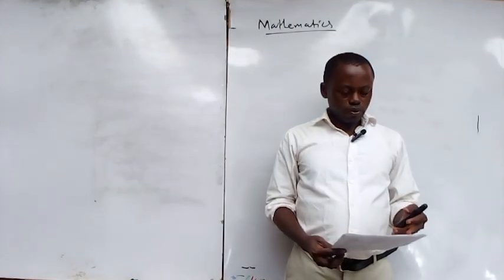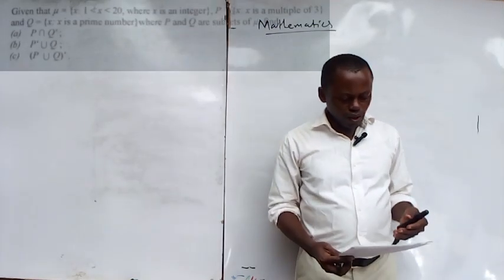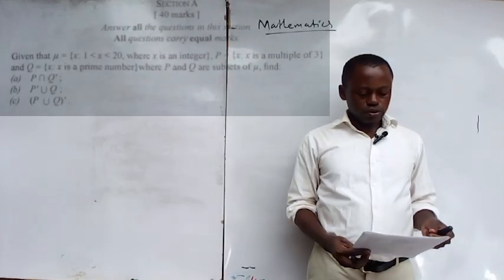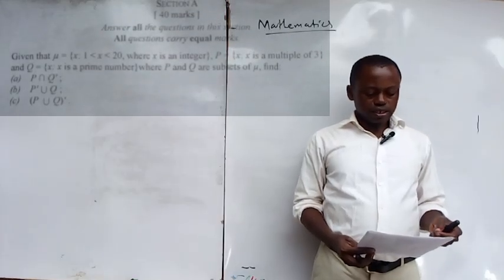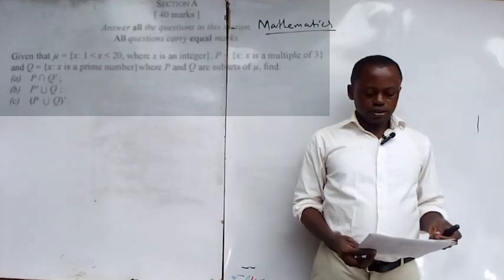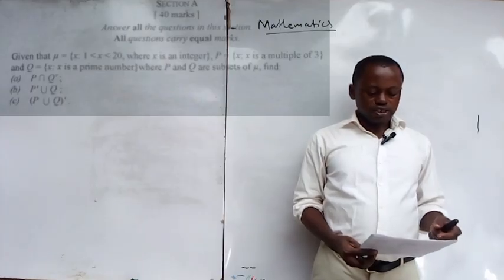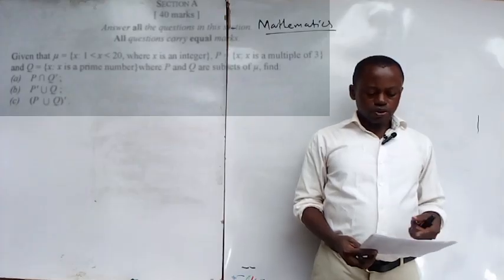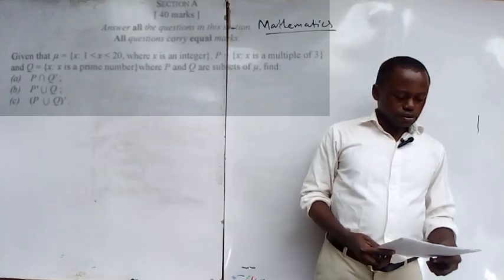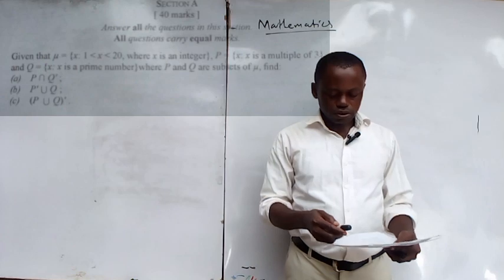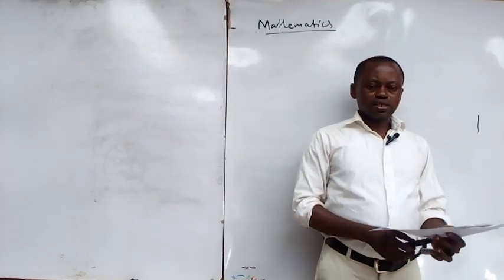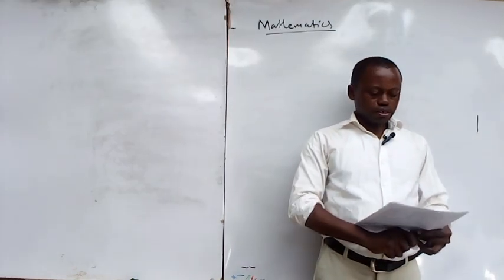So the first question, number 1 here, says: given that U is a universal set such that x is greater than 1 and less than 20, where x is an integer, it has a subset P such that P is a multiple of 3, and Q such that Q contains elements that are prime numbers, where P and Q are subsets of U. Find these expressions that are given here. So let's quickly see how we can answer this question number 1.